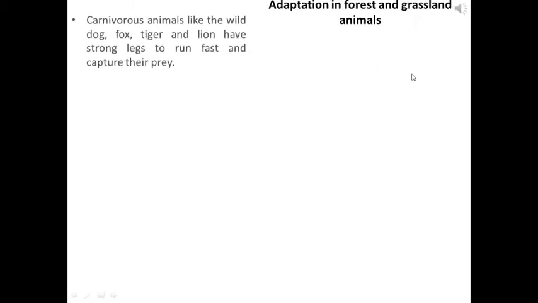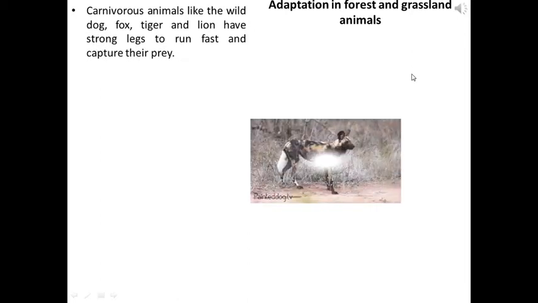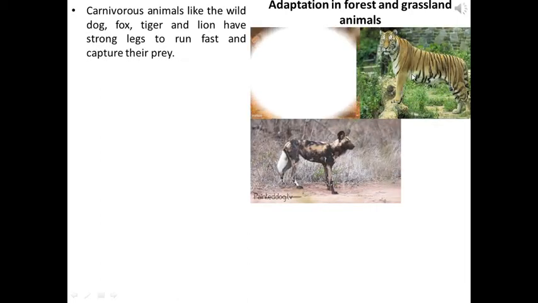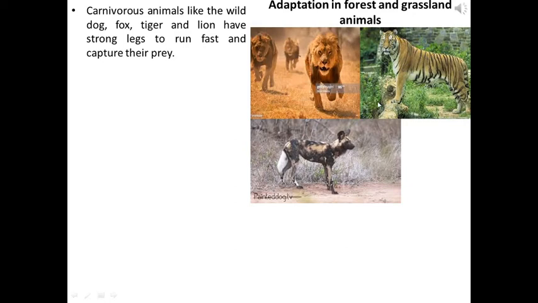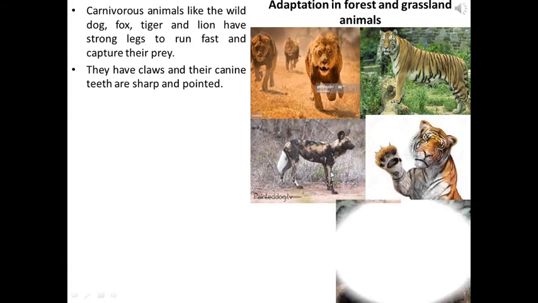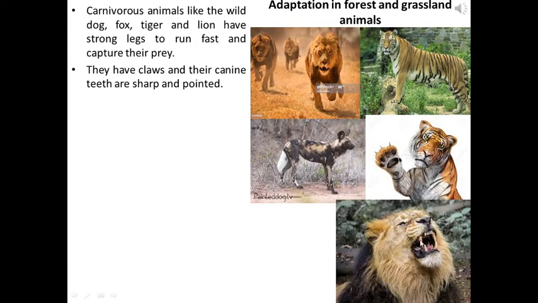Coming to the adaptation in forest and grassland animals. Carnivorous animals like the wild dog, fox, tiger, and lion have strong legs to run fast and capture their prey. They have claws and their canine teeth are sharp and pointed. This helps them to hold the prey tightly and tear its skin apart.